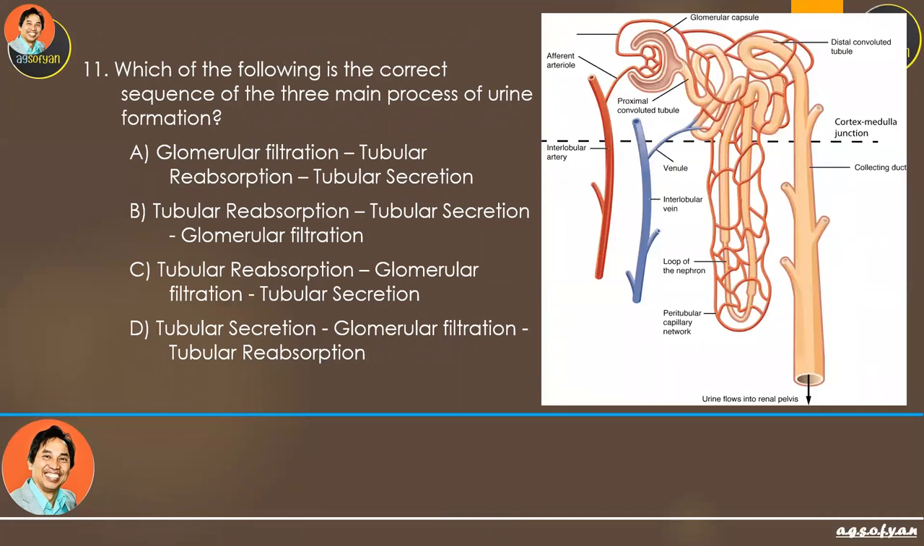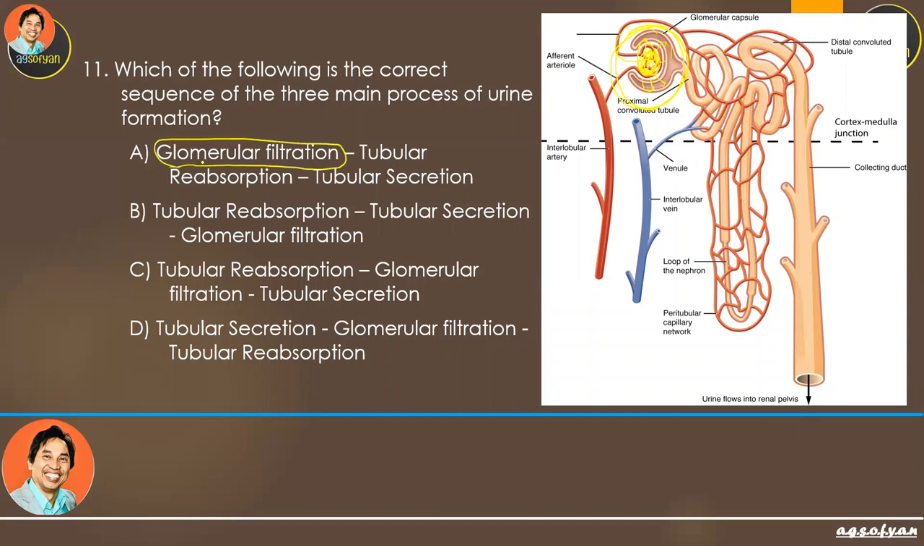Which of the following is the correct sequence of the three main processes of urine formation? Which one, A, B, C, or D? Of course, if you see that structure over here in the renal corpuscle, there will be filtration, because blood enters this glomerulus and then the blood will be filtered. The urine will go to the capsule, and from the capsule, the urine will go to the tube and finally to the collecting duct. From the collecting duct, it will go to the renal pelvis, ureter, bladder, and then finally the urethra. So the first process will be filtration. Look for the option that starts with filtration. That's the only one.